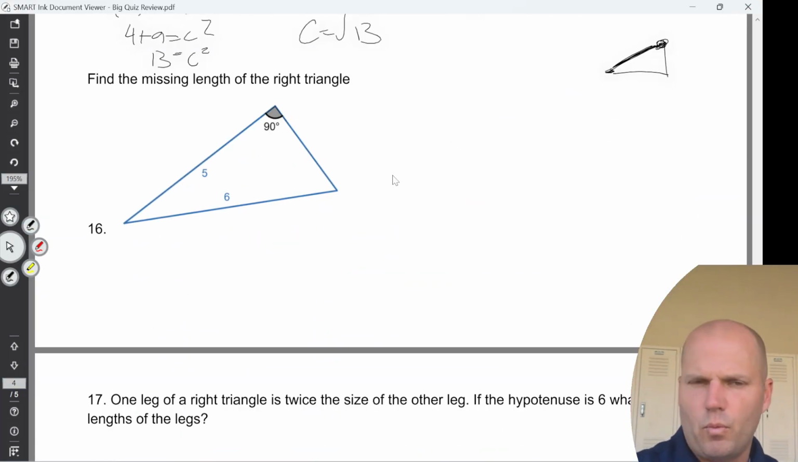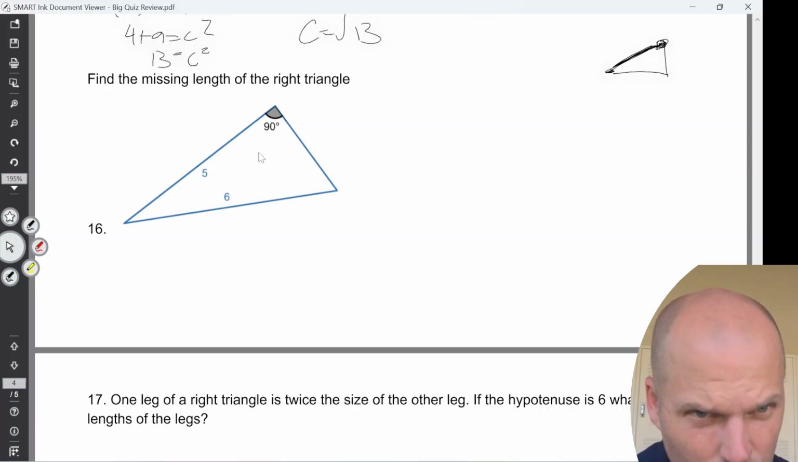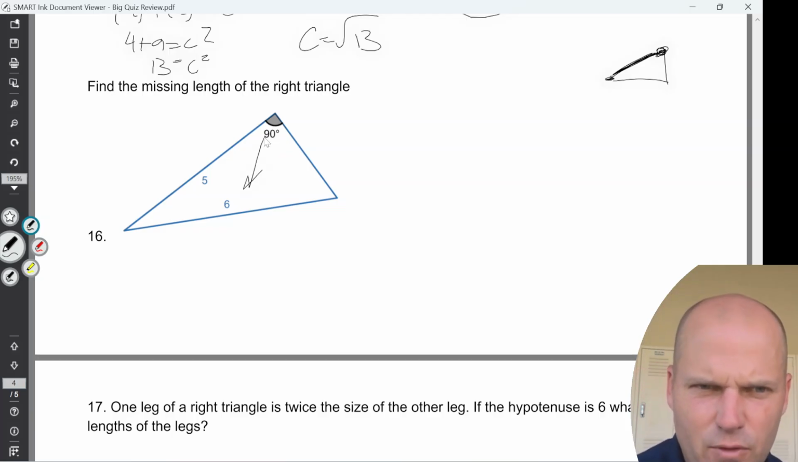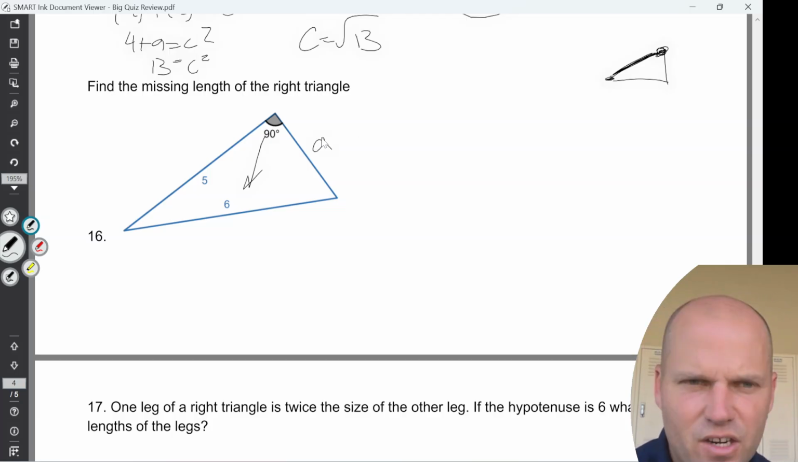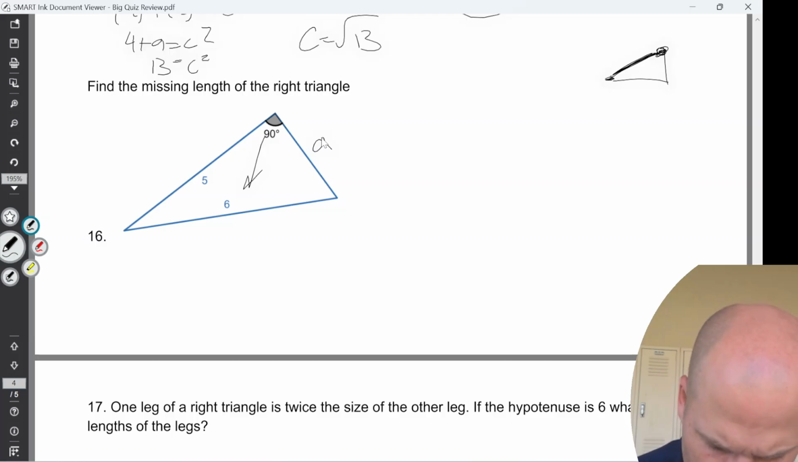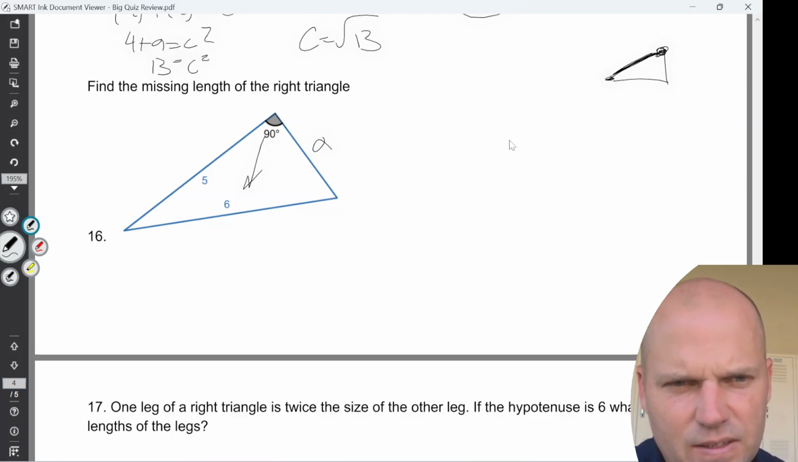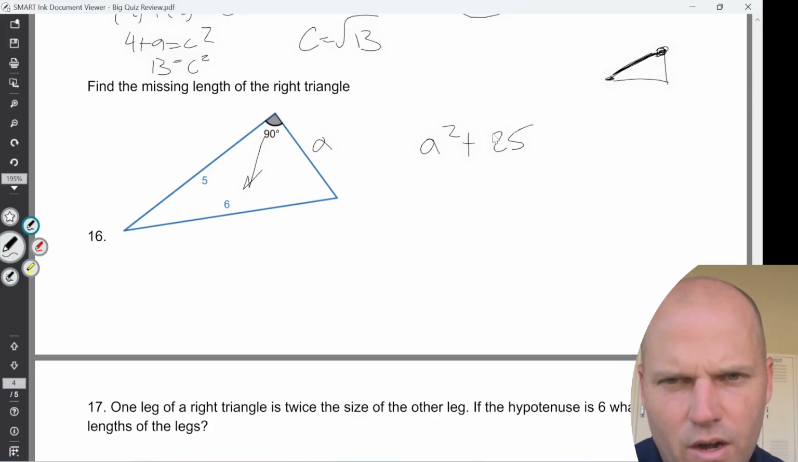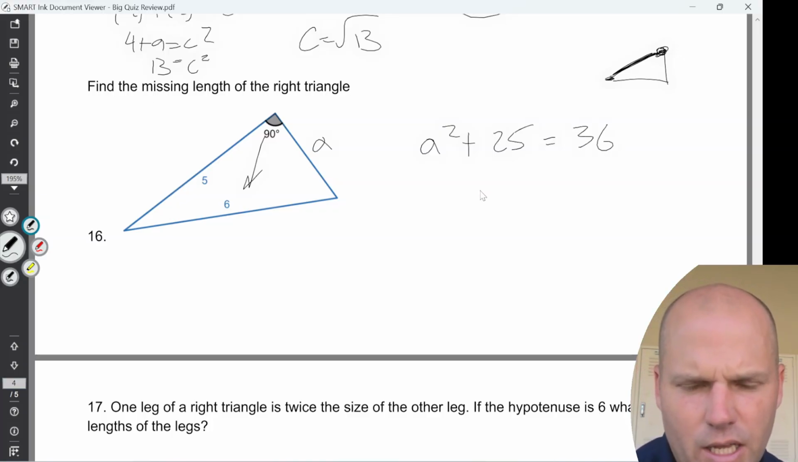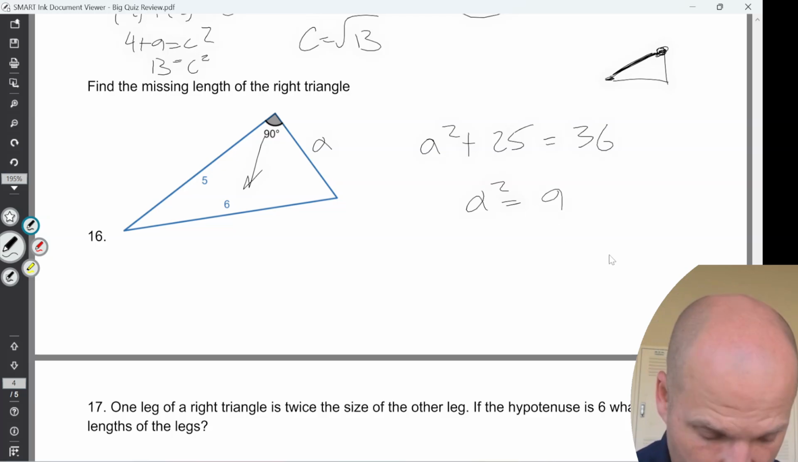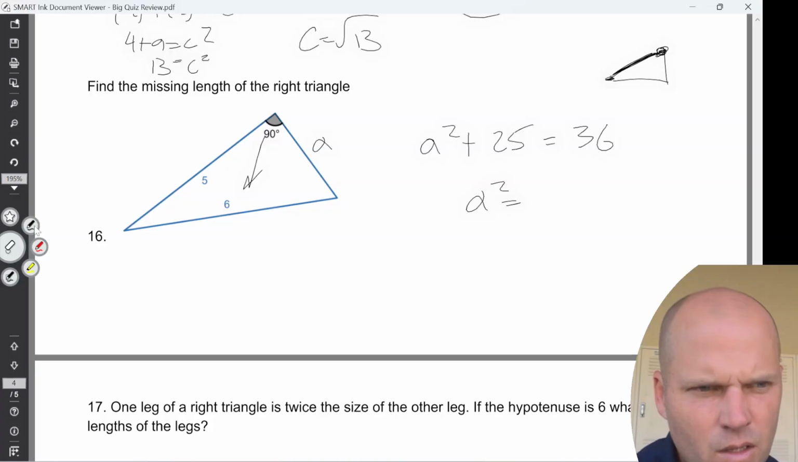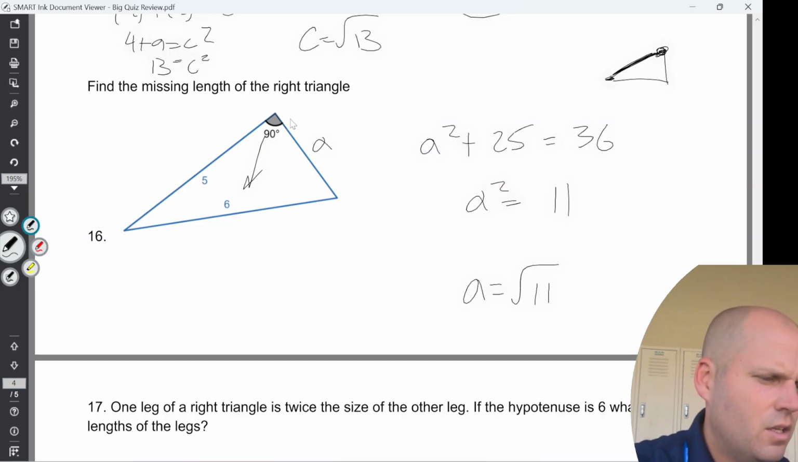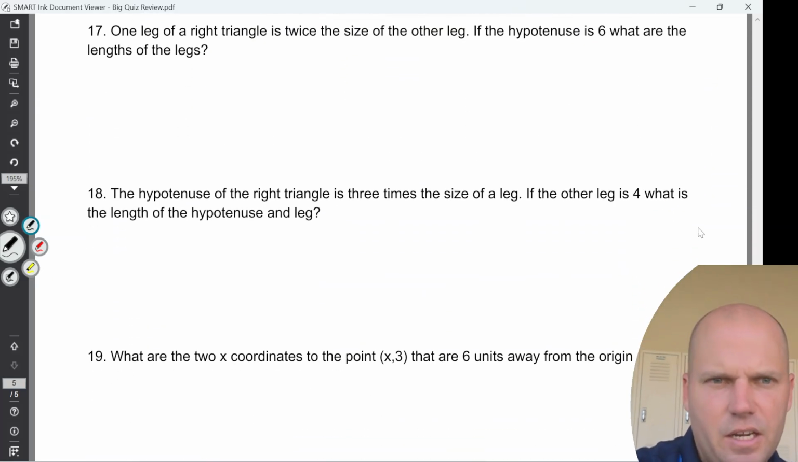Oh, but heads up, what if I give you the longest side length? The longest side length is opposite the biggest angle. If I give you the longest side length, oh, we might have to find an A or B. So for question 16, the longest length is 6. Looks like the middle length is 5. I would have to do A squared or x squared plus 5 squared equals 6 squared. I realize A squared equals 11, which means A equals root 11. Pay attention to the 90-degree angle. The hypotenuse will always be opposite the 90-degree angle.